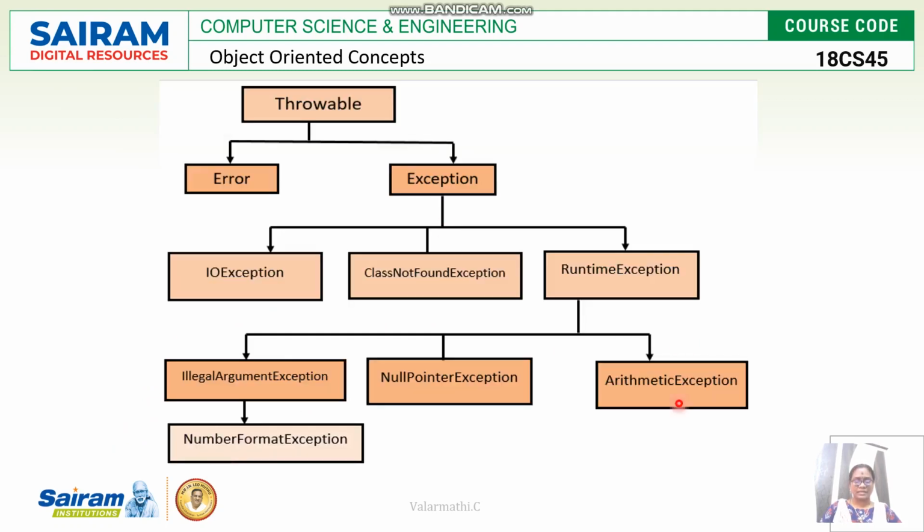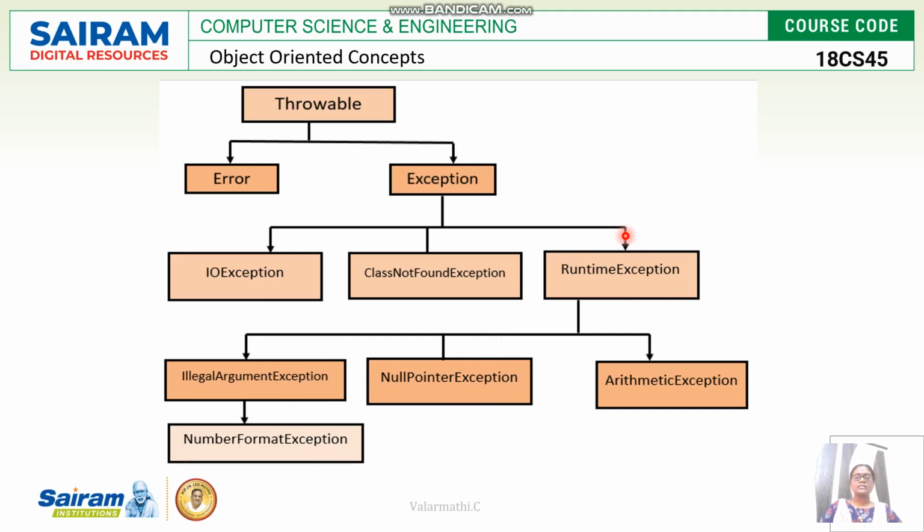We will have one more diagram which shows some examples of exceptions in Java. As we know, throwable is divided into two types, error and exception. Exceptions are like IO exception, class not found exception, and runtime exception. Runtime exceptions are found during the execution time. Exceptions thrown at runtime include illegal argument exception, null pointer exception, arithmetic exception, and number format exception. These are all the different types of exceptions coming under runtime.